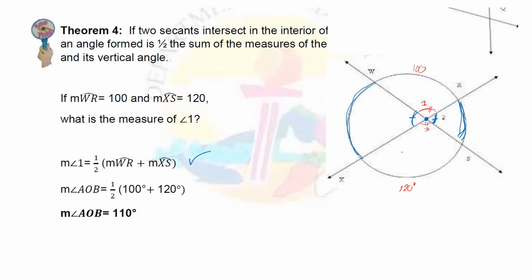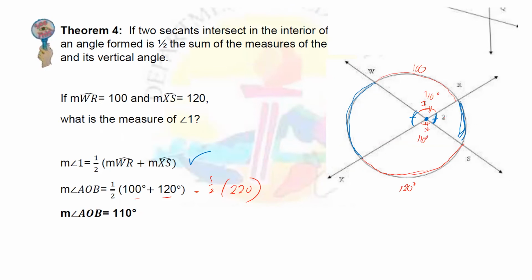Now, to get the measure of angle 1, you will just simply add the intercepted arc in front of it and the intercepted arc of the angle at the back of it, angle 3. So 100 plus 120 is 220. 1/2 of 220 is 110. So therefore, this is 110 degrees, and this is also 110 degrees.